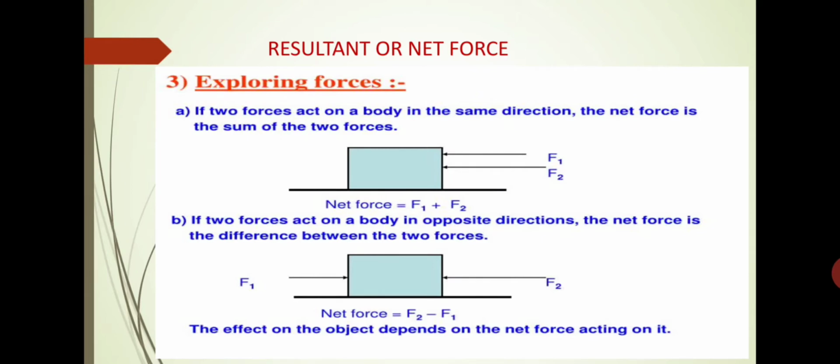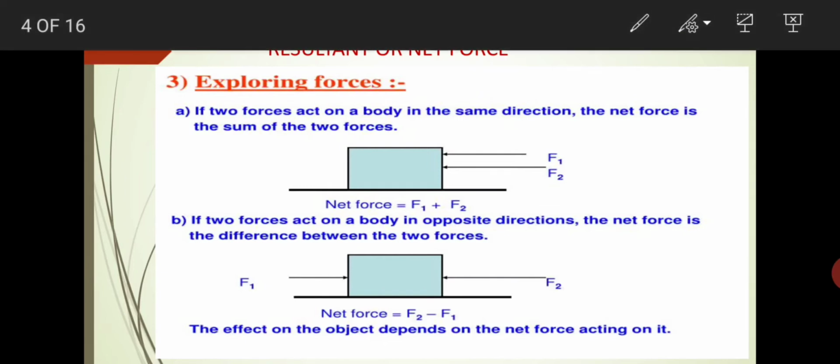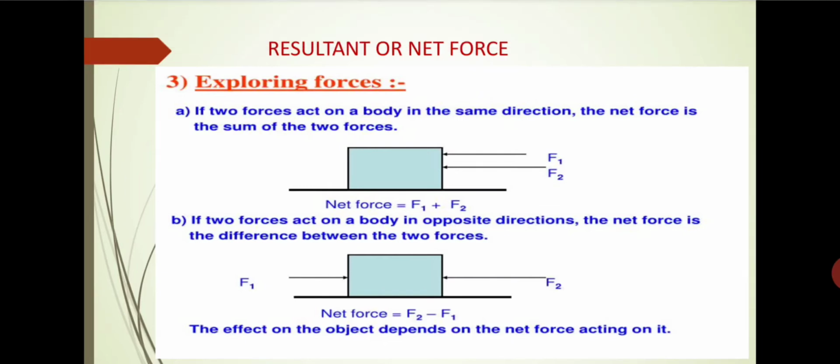Now the second one is the second case. What happened in the second case? If two forces act on a body in opposite direction. Understand? If two forces act on a body in opposite direction, so what happened? The net force is the difference between the two forces.